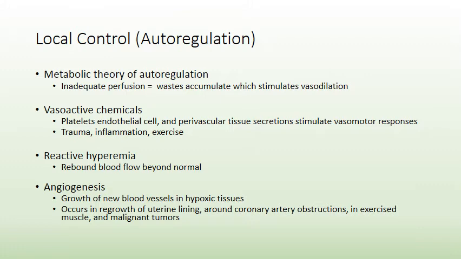When tissues are not getting enough perfusion, so they're not getting a large enough volume of blood per minute per gram of tissue, the metabolic wastes are going to accumulate. That is something that we don't want. So when the wastes accumulate, it actually stimulates vasodilation. Vasodilation is going to result in increased blood flow to that area. To do this, we have some vasoactive chemicals. These are substances that are secreted by any number of different cell types that can initiate these vasoresponses.